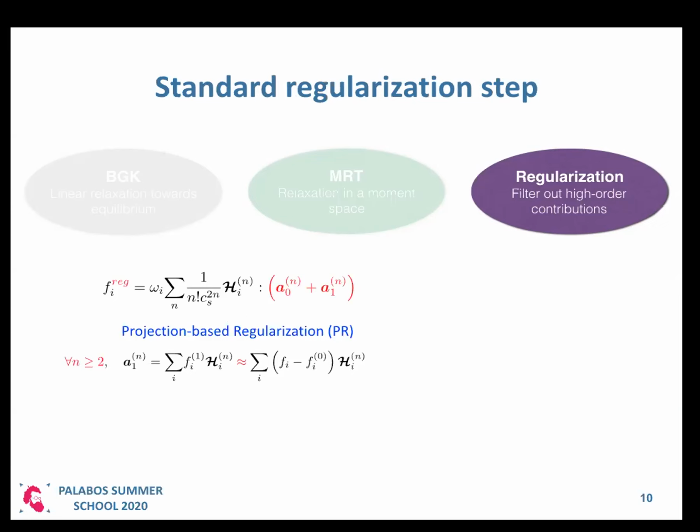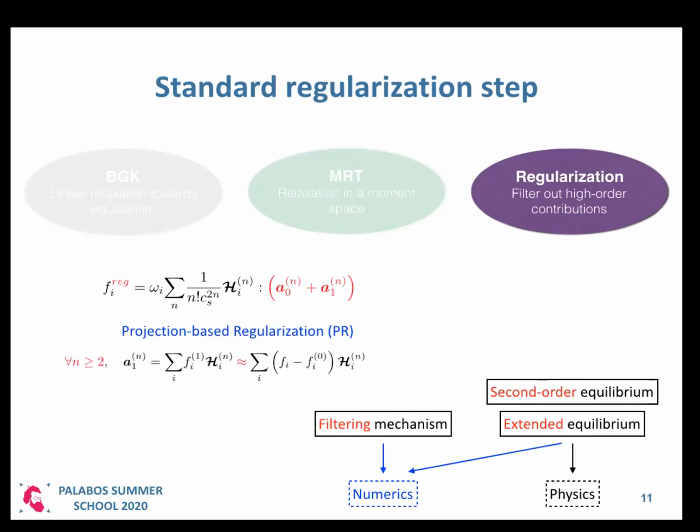Concretely, there are several ways to compute this non-equilibrium part. The first one is to project it on the Hermite polynomial basis. That's the projection-based regularization, PR, which is the standard regularization that was introduced by Jonas and Bastien Chopard. This one is based on a filtering mechanism that will improve the numerics by improving the stability. And it can be defined either based on a second order or on an extended equilibrium.